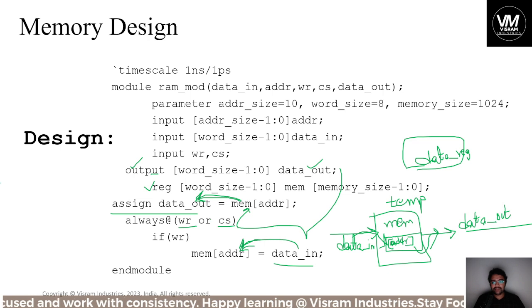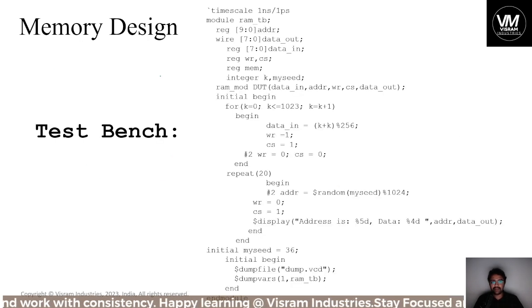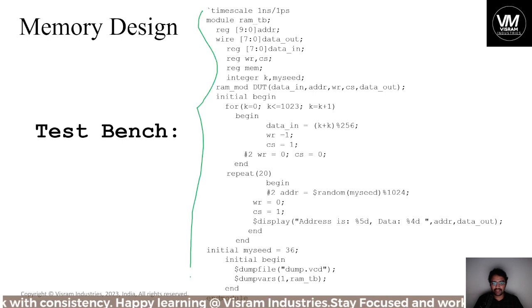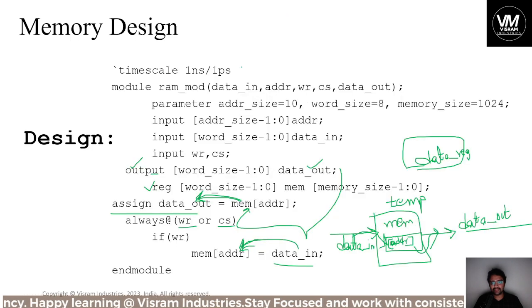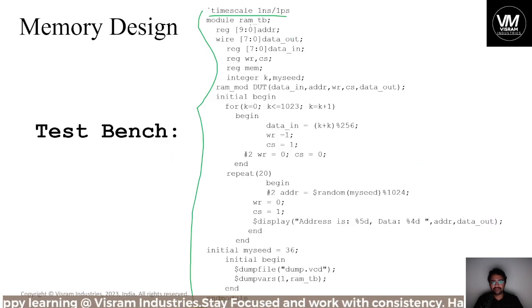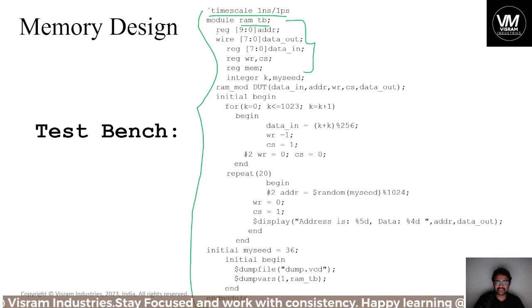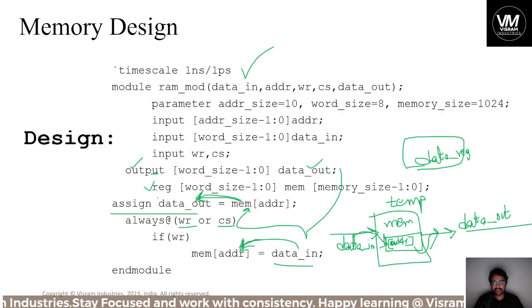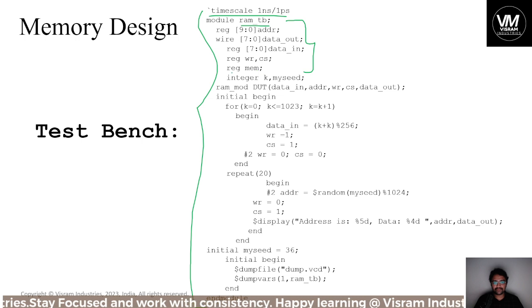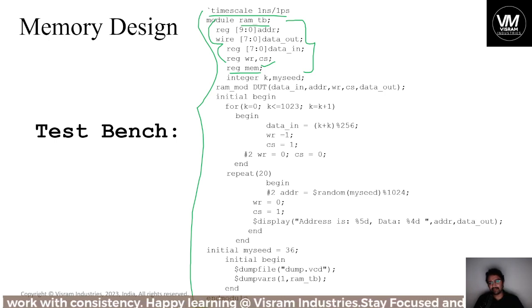Okay, so that is a design. For that design, if you want to have a test bench written, this can be the test bench. The test bench starts with tick timescale, and module ram underscore tb, and whatever the wires in the design can be registers, and registers in the design can be registers only for the memory, remaining all wires. By this time you will be very familiar with the test bench as well. So ram underscore mod dut, initial begin.